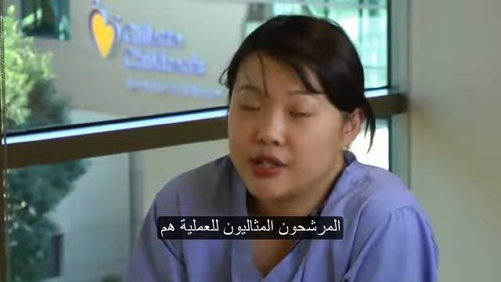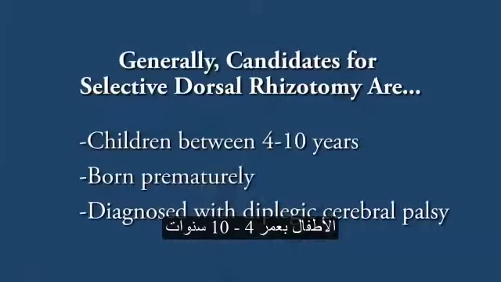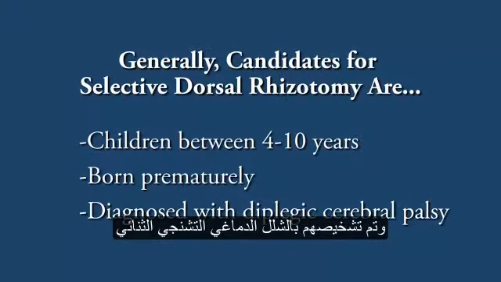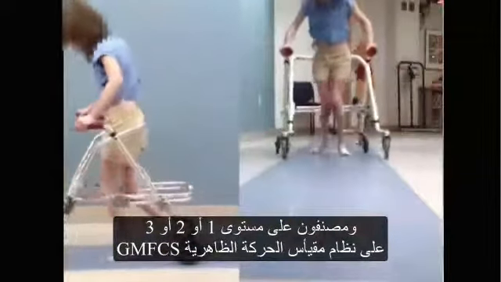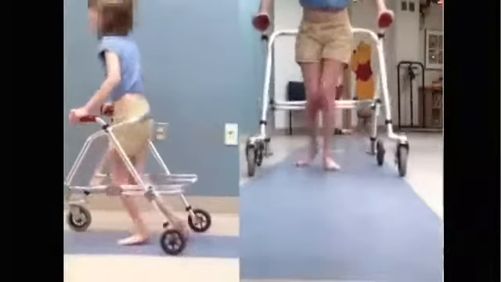Ideal candidates for selective dorsal rhizotomy are children who are between 4 and 10 years of age, have a history of being born prematurely, and have a diagnosis of diplegic cerebral palsy. These patients usually walk independently or with the assistance of crutches or a walker. They typically function at a level 1, 2, or 3 in the Gross Motor Function Classification System, or GMFCS.